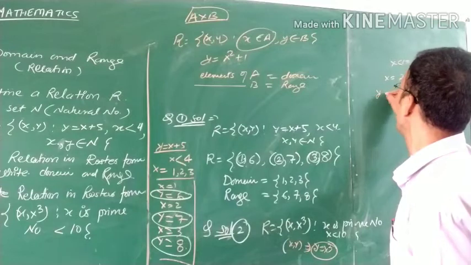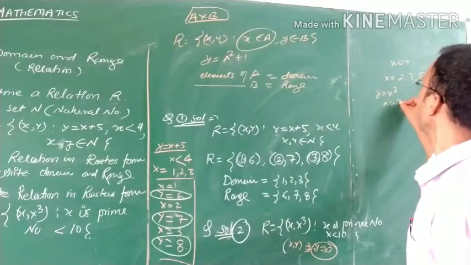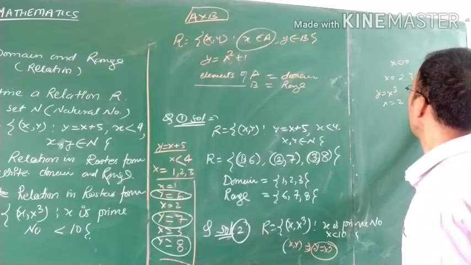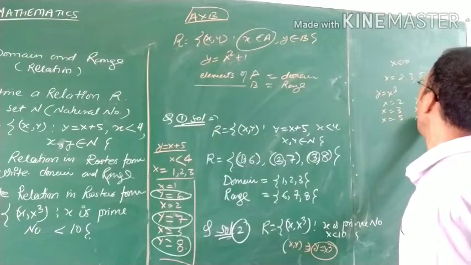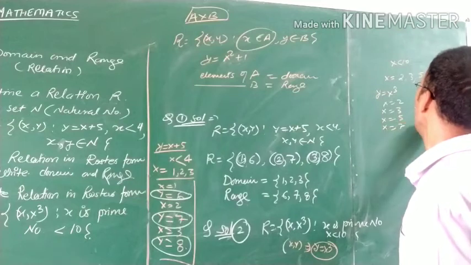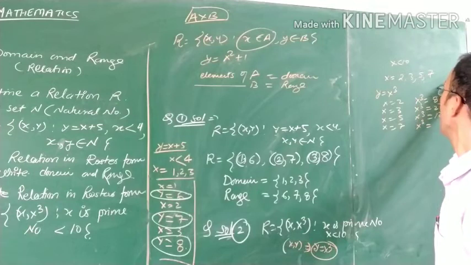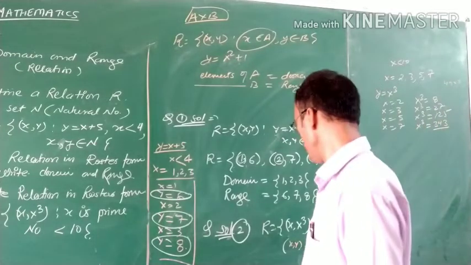Now y is equal to x cube. So x is equal to 2, so x cube is equal to 8. x is equal to 3, x cube is equal to 27. x is equal to 5, x cube is equal to 125. x is equal to 7, and x cube is 49 into 7, which is 343. Right?